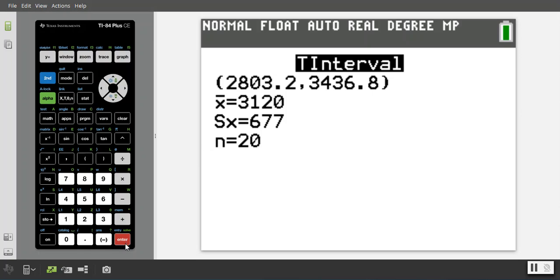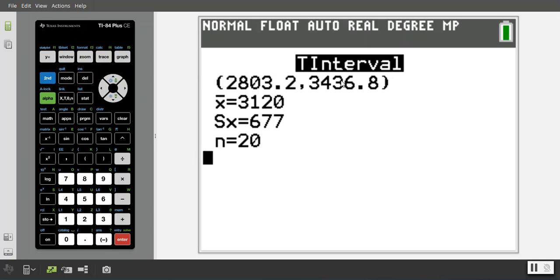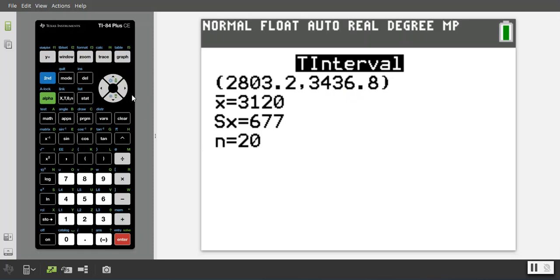And this looks correct. So we can see that this is going to be 2,803 and then 3,437, if it's to the nearest dollar. So if you're catching me using the t interval function on the calculator, then it's either or, to be honest. And this isn't the only way to find the confidence interval.